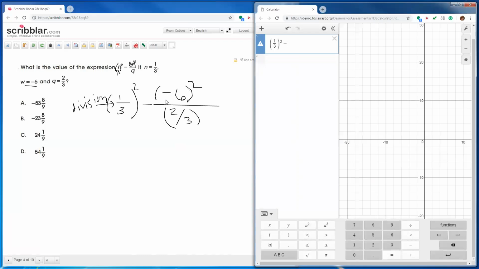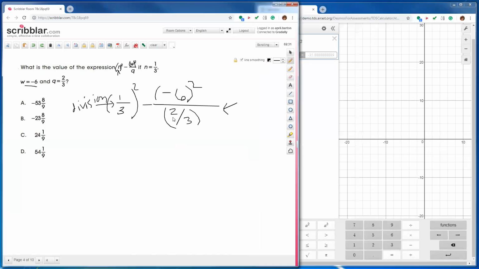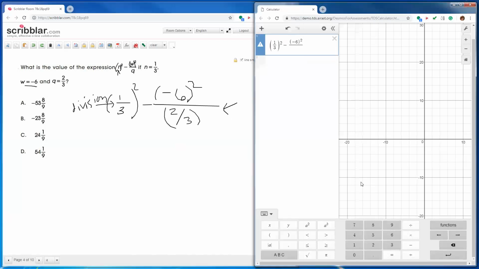When you type in fractions, we start with the top of the fraction. So parenthesis, -6, end parenthesis, squared. Now we have a fraction over a fraction. So we hit divide, and it makes it that fraction. And as long as we include the parentheses, we're still going to end up with this second fraction on the bottom. 2 divided by 3, end parenthesis.